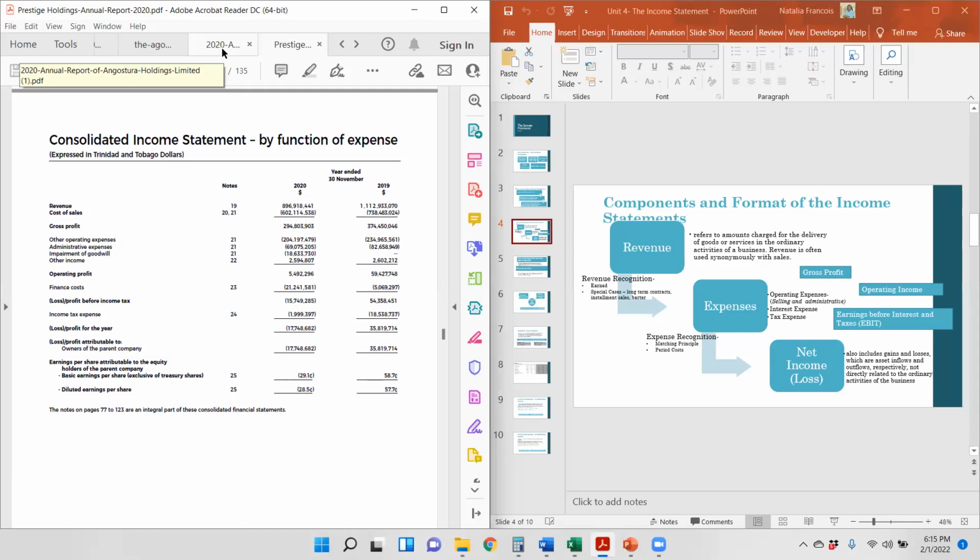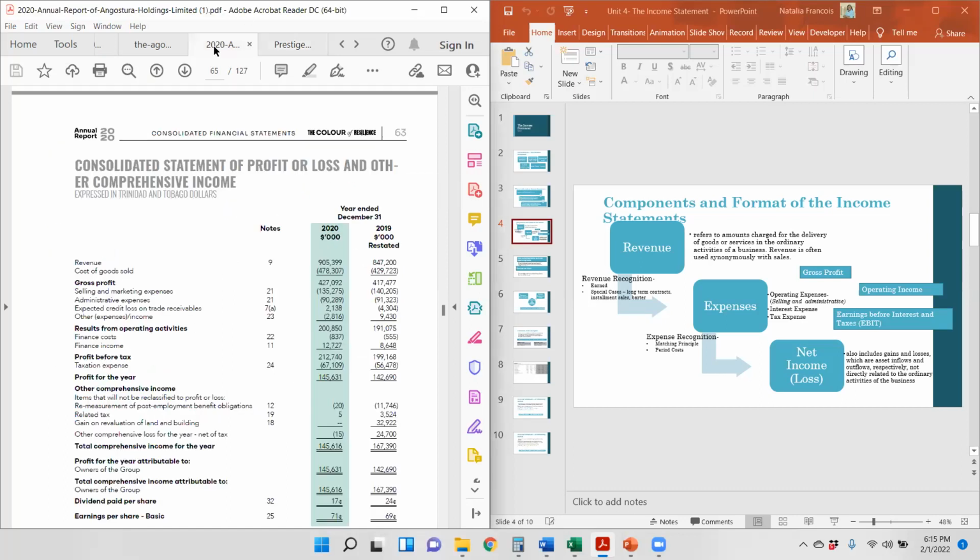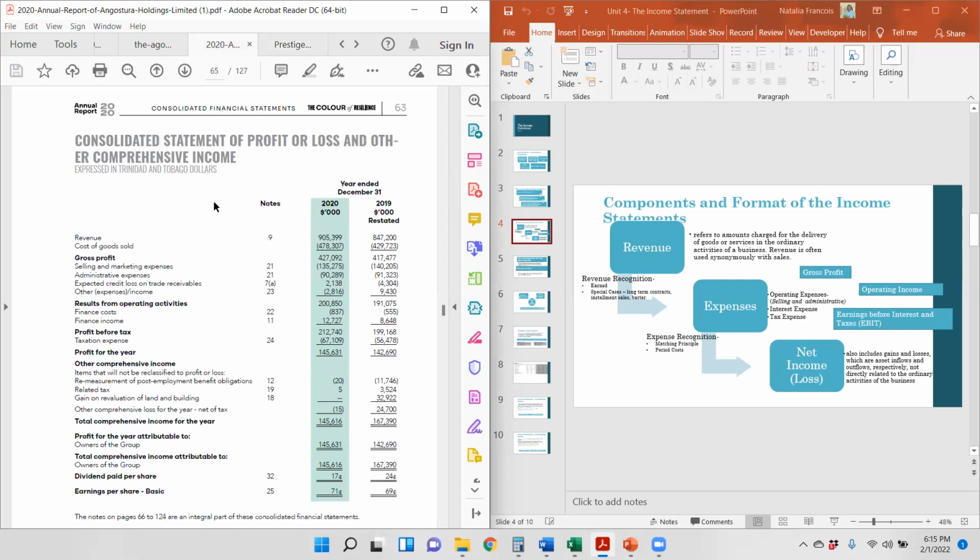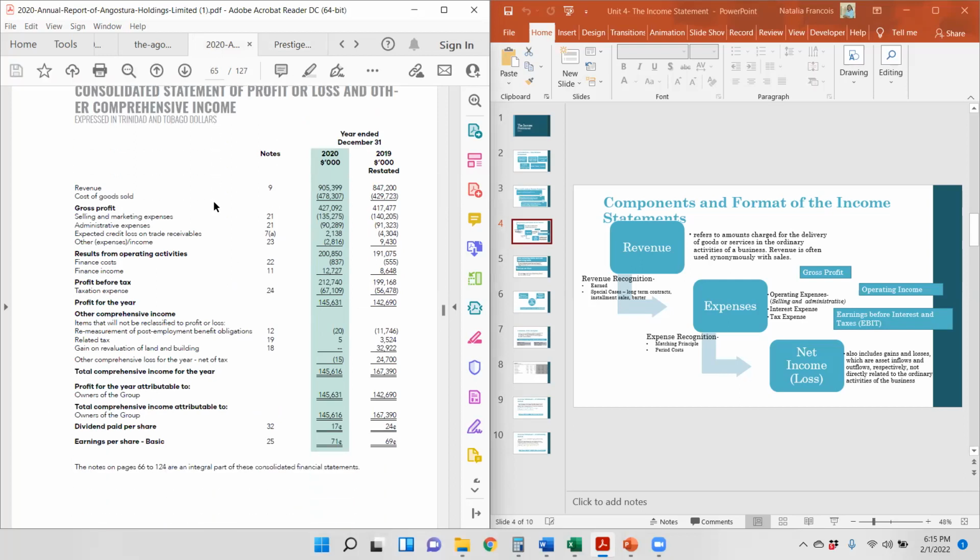And then the other major expense is income tax expense. Are you seeing tax expenses there? Yes, miss. Income tax expense. Look at Angostura. Interest expense is called finance here. Operating expenses. Are you seeing the operating expenses? Selling and marketing, administrative, expected credit loss, right? Profit, then tax expenses.